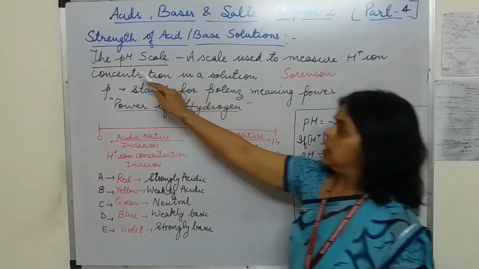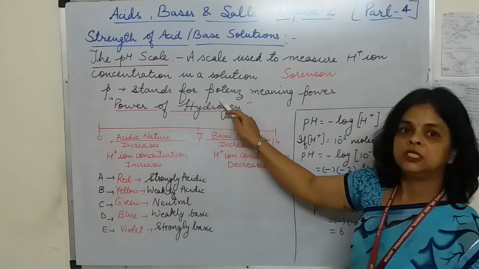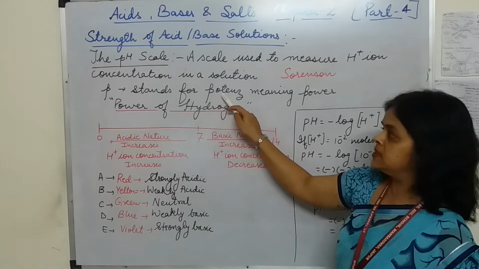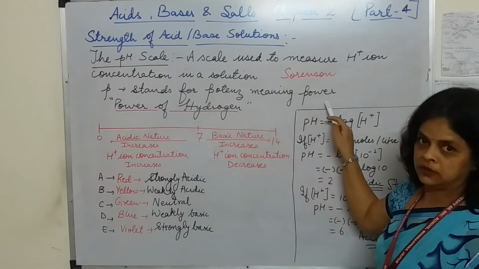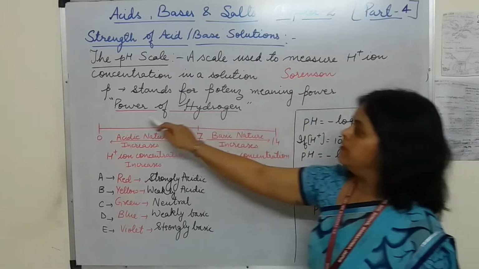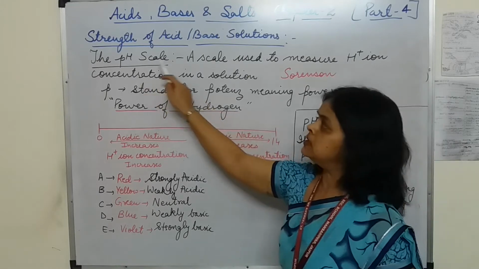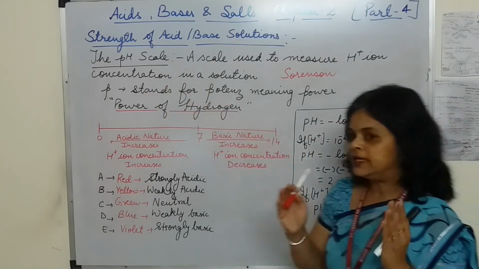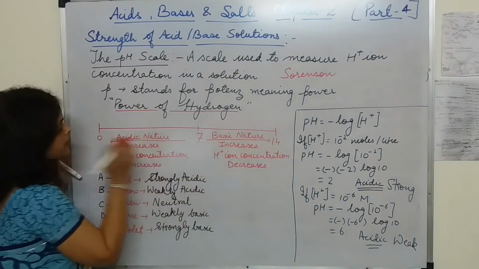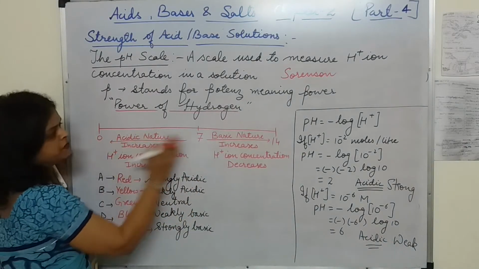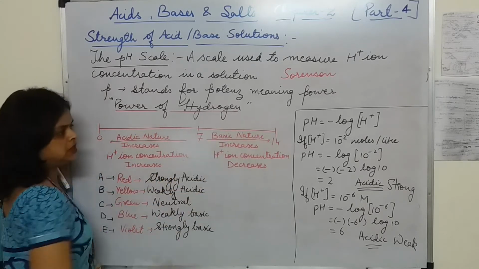Okay. Now pH. P stands for potenz. In the German language, potenz means power. Okay, that means power of hydrogen. Power of hydrogen, it is called the pH scale. Now let's make it more clear. It is a scale ranging from 0 to 14. 0, 1, 2, 3, 4, 5 up to 14 it has.